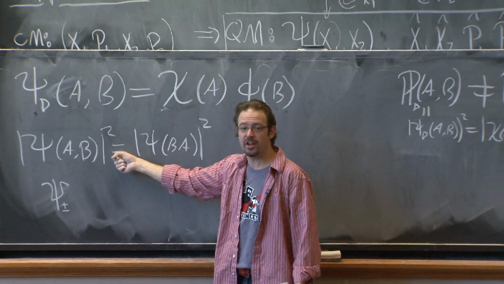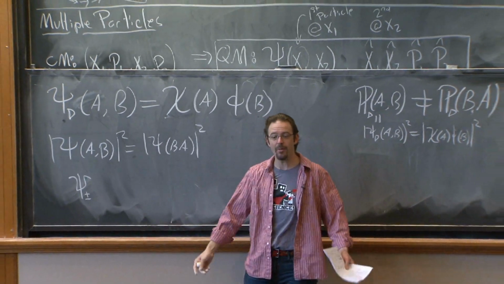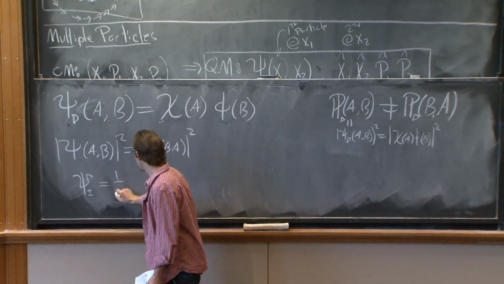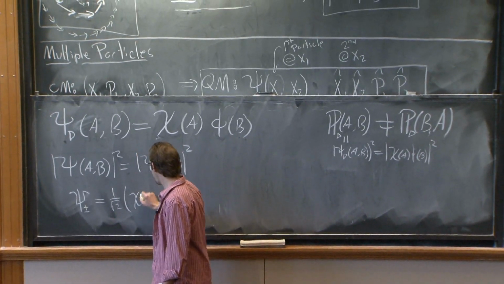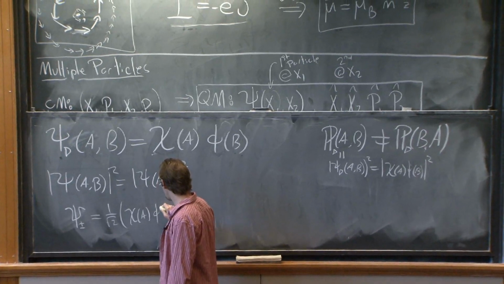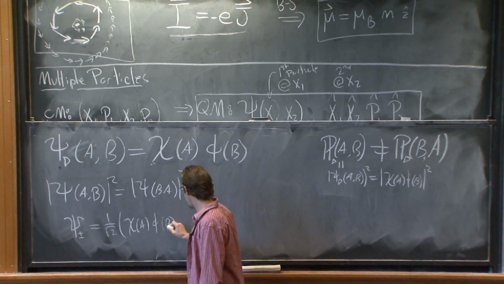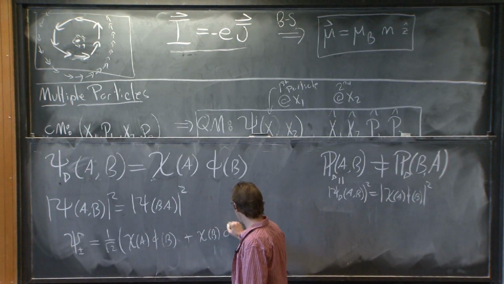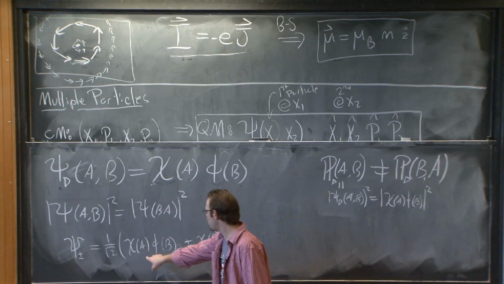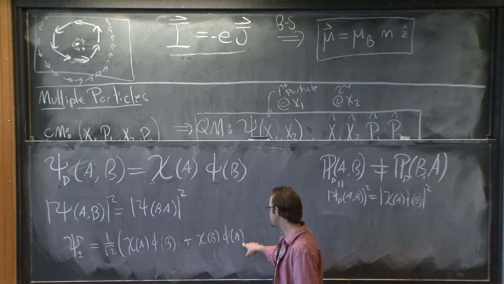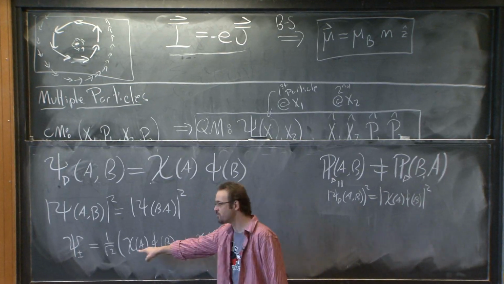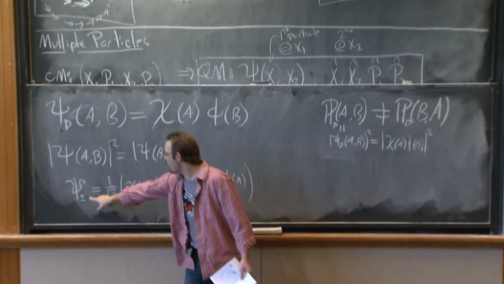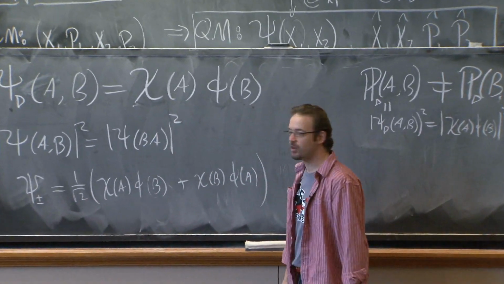However, it's not invariant under swapping A and B. So how can I make it invariant under swapping A and B? Well, I could do the following. 1 over root 2, chi of A, phi of B. And if I want to make it invariant, I could add plus chi of B, phi of A. And now if I swap A and B, this becomes chi of B, phi of A, but that's exactly this term. This becomes chi of A, phi of B. That's this term, so we've just swapped them.